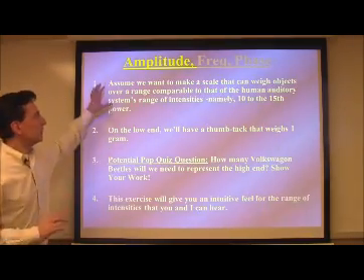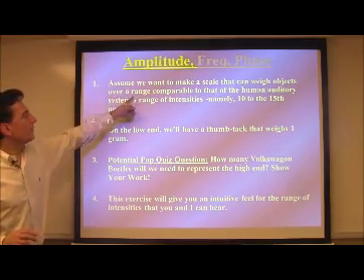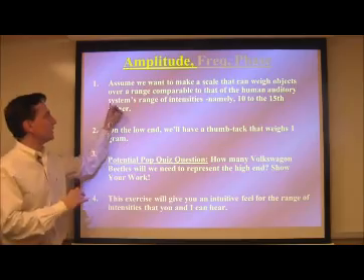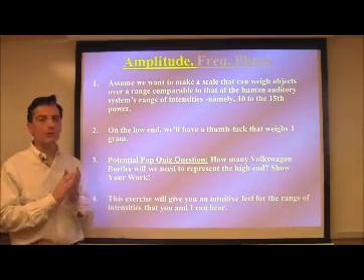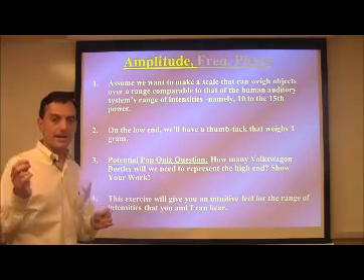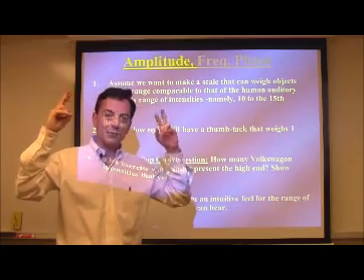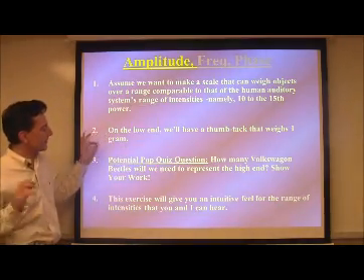Okay, let's assume we want to make a scale that can weigh objects over a range comparable to that of the human auditory system's range of intensities, namely a 10 to the 15th power range of intensities. On the low end, we're going to have a thumbtack. That's going to be the softest sound that we can hear, equivalent to the weight of 1 thumbtack. We'll have a thumbtack there on that side.